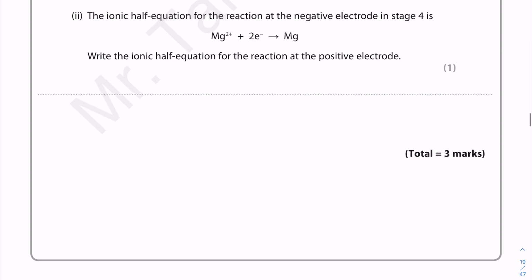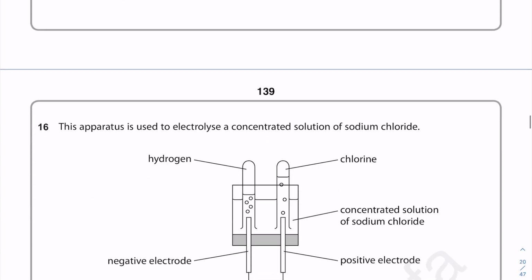The ionic half equation for the reaction at the negative electrode in stage 4 is Mg2+ + 2e- gives Mg. Write the ionic half equation for the reaction at the positive electrode. Well, reduction happens to the magnesium ion, and oxidation happens to the chloride ion: 2Cl- minus 2 electrons gives Cl2. We can also write it as 2Cl- gives Cl2 plus 2 moles of electrons.